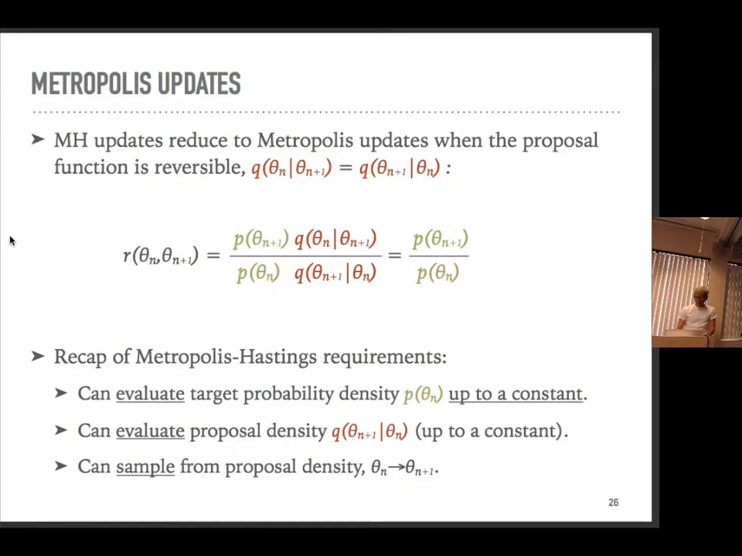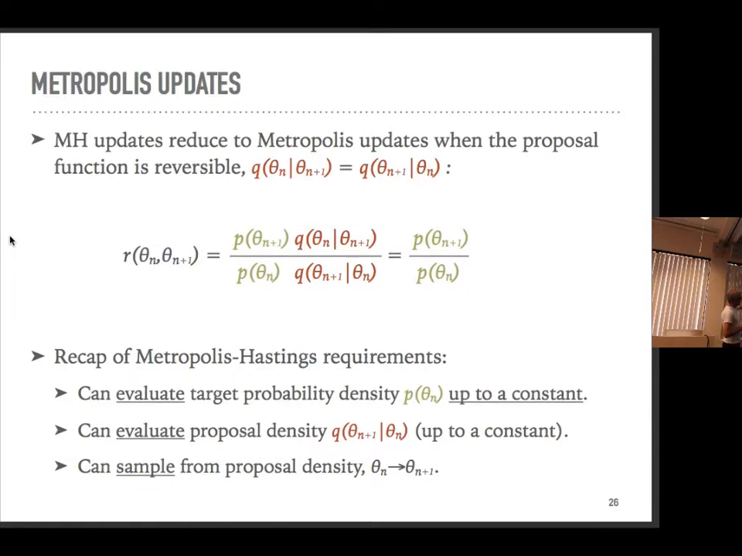Okay, so Metropolis is a special case. It's just when you have a reversible proposal distribution, then this ratio by definition cancels out. So now you only need to be able to evaluate the ratio of your target probability.